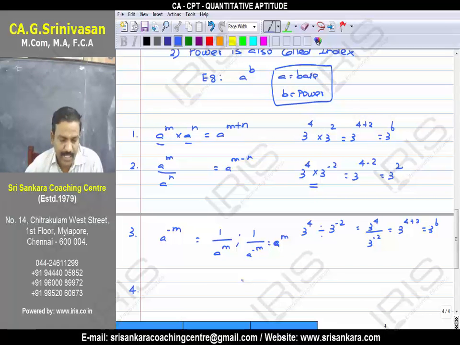So a power m into a power n is equal to a power m plus n. A power m by a power n is equal to a power m minus n, and a power minus m is going to be 1 by a power m. As I told you, whenever you have a negative power, when you write it on the reciprocal side, it will become positive.